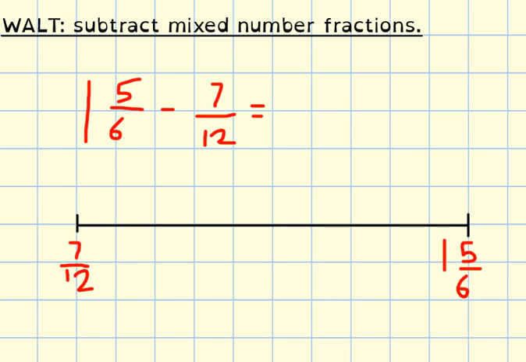Let's try and get from 7/12 to a nice round number. Well, let's try and get to 1. How have I got from 7/12 to 1? Add on the difference, so 7/12, 8/12, 9/12, 10/12, 11/12, 12/12. So I've added on in total 5/12.